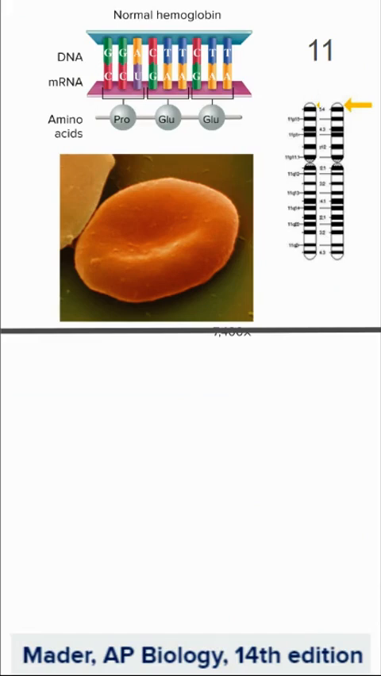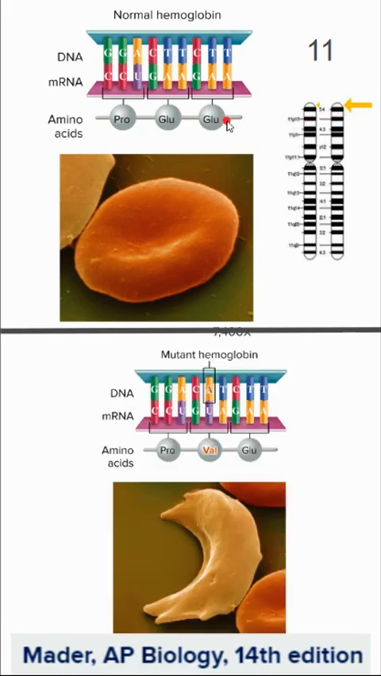Another example that we can look at, and the last one we'll take a look at here, is hemoglobin. Hemoglobin is found on the 11th chromosome. If you have a simple substitution, we could get valine instead of glutamic acid. That substitution in the protein for hemoglobin creates sickle cell.